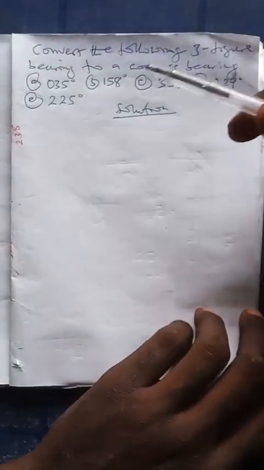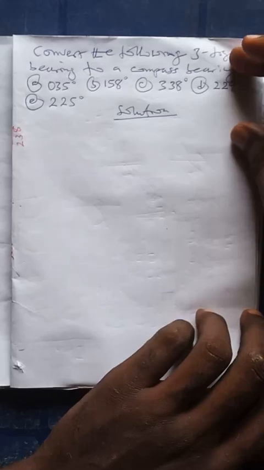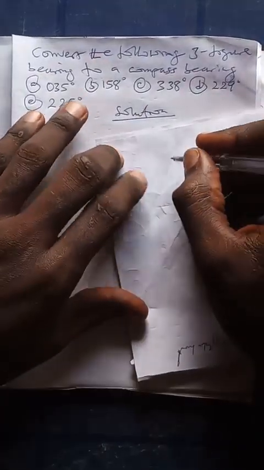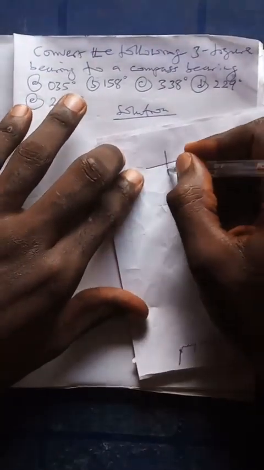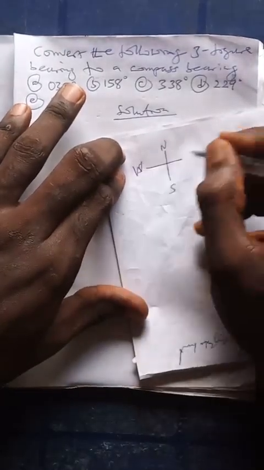In today's class, we learn how to convert a three-figure bearing to a compass bearing. Unlike what we did the other time, where we learned how to convert a compass bearing to a three-figure bearing, okay? I'm sure we are familiar with what a compass is. In our last class, I told us that a compass is just like your four cardinal points, where we have your north, south, west, and what?